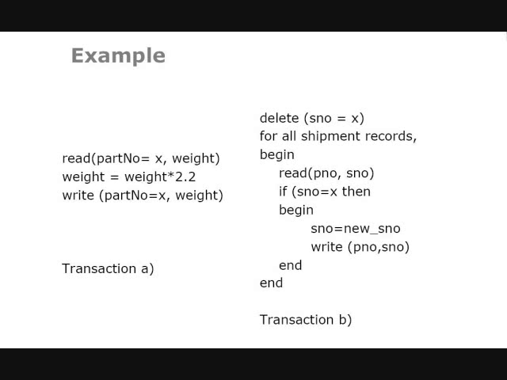I want to delete some supplier with an S number equal to X, and for all shipment records, I want to do the following. I want to read the part number associated with the supplier number. If the supplier number is the one I'm deleting, then I want to update that supplier number. So then I make S number some new supplier number, and then I write that to stable storage, and then I'm done. So I am going to update every single shipment.